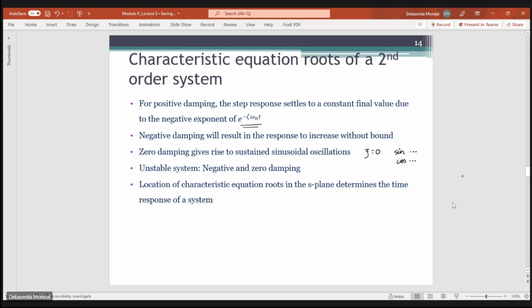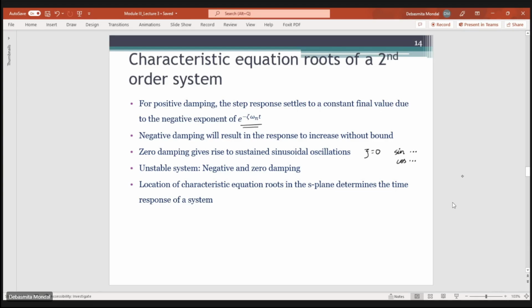So depending on the type of response, when the value of zeta is equal to 0, you have purely sinusoidal terms present in the response. That means the response of that system will have sustained sinusoidal oscillations if the poles of your system lie on the imaginary axis. When the poles are lying on the imaginary axis, we say that the system is marginally stable. So it is neither stable nor unstable, it is at a margin, so it is known as a marginally stable system.